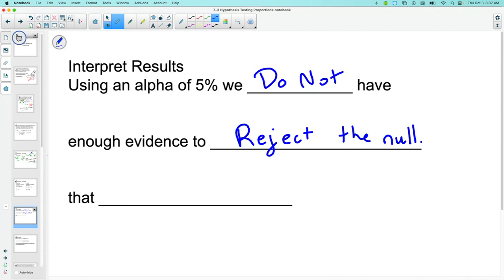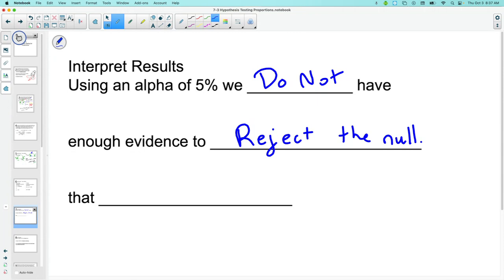Think about yesterday, the courtroom example. What does the jury always say when they come back? If they don't reject the null, they say we find them not guilty. That's the way they phrase it. They're not saying that the person is innocent. They didn't prove that they're innocent, they just didn't have enough evidence to say that they're guilty. And that's that phrasing.